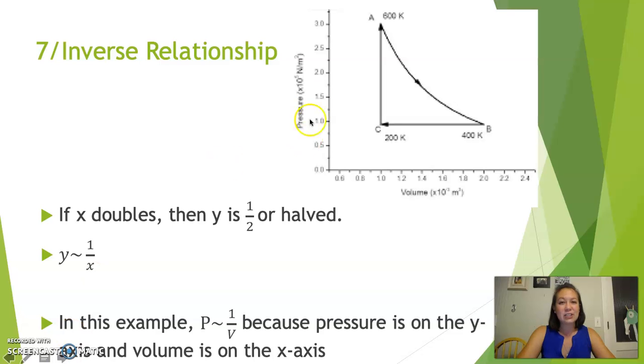An inverse relationship, like from point A to point B, means that if x doubles, y is halved. Inverse relationship means if one variable goes up, the other decreases. You're going to see me do this hand motion a lot. The equation is y is equal to, or is proportional to, 1 over x. And in this example, it's very hard to read, my bad here. That's pressure on the y-axis, so pressure replaces y, that's P, is proportional to 1 divided by volume.